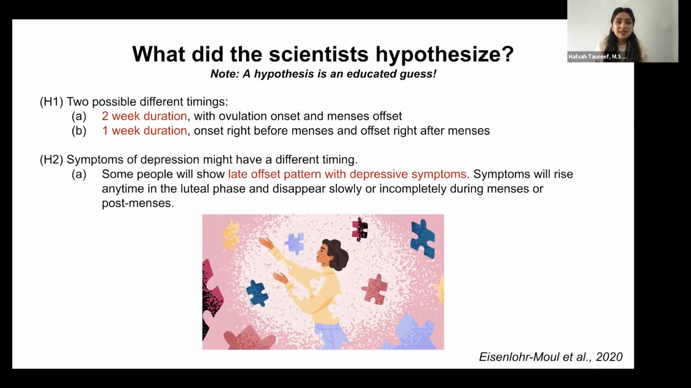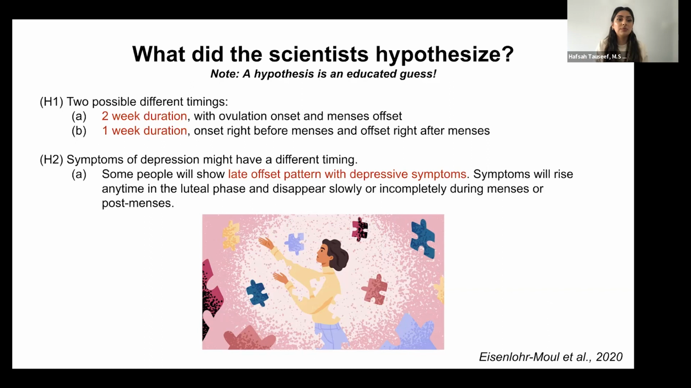So what did the scientists hypothesize, which is what was our best educated guess as to what was going on? So we had 3 different hypotheses. The first one is broken down into 2 parts. The first one was that there's 2 possible time durations. There would be the 2-week duration, meaning that symptoms would start with ovulation and end with menses.